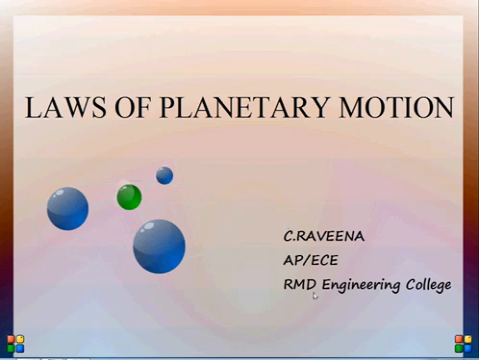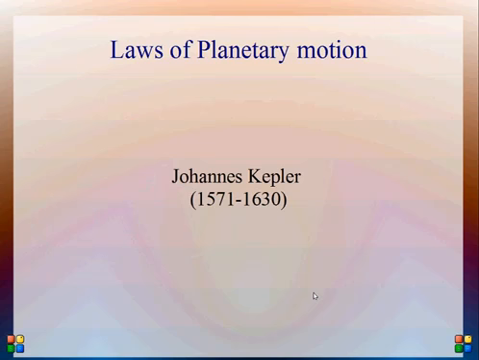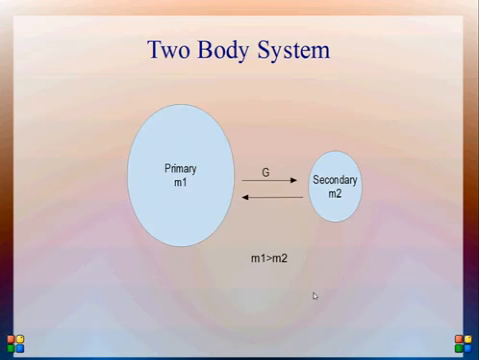Today I am going to explain about laws of planetary motion. These laws are derived by Johannes Kepler and they govern the movement of planets around the sun. So here we have two bodies, sun and the planet.